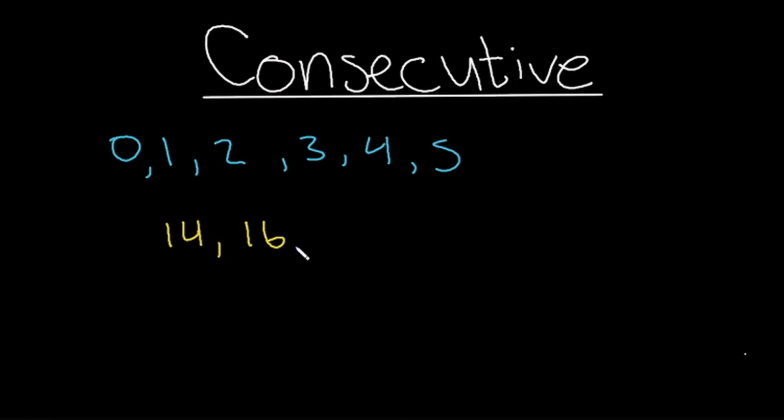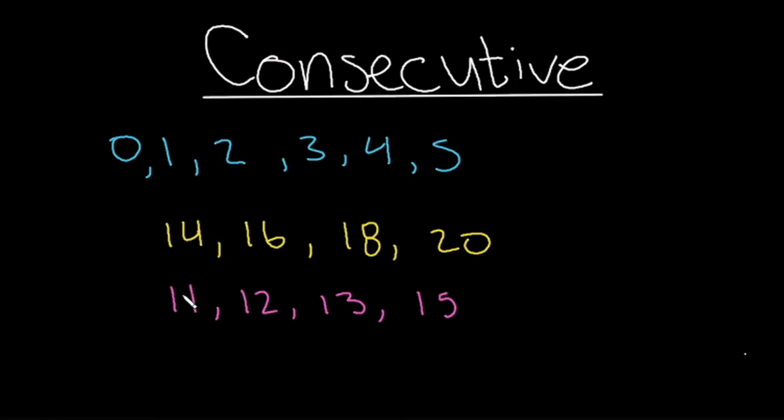If we have the set 14, 16, 18, and 20, and they ask if these are consecutive even integers, well, let's see. 14, the next even integer, you would add 2, that would be 16. The next even would be 18, and then 20. So yes, these would be consecutive.